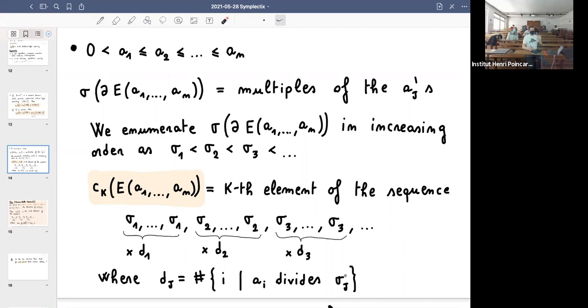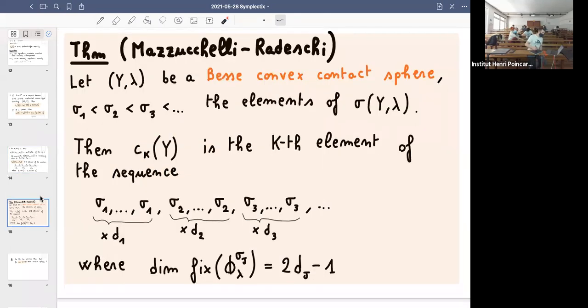Sorry, let me say it again. d_j is the number of parameters a_i that divide sigma_j. Or if you want, if you take the subspace of periodic orbits of period sigma_j, that's a sub-ellipsoid of dimension 2d_j minus 1. Now, the kth Ekeland-Hofer capacity is the kth element of this sequence. There may be repetition, some c_k may be equal to c_(k+1) if there are non-isolated closed Reeb orbits.